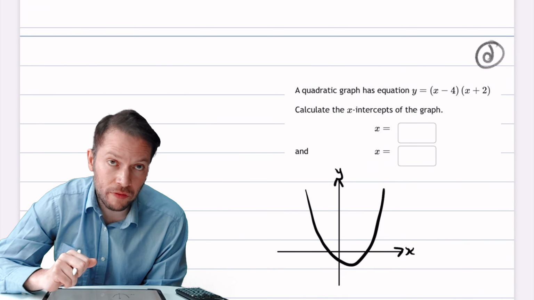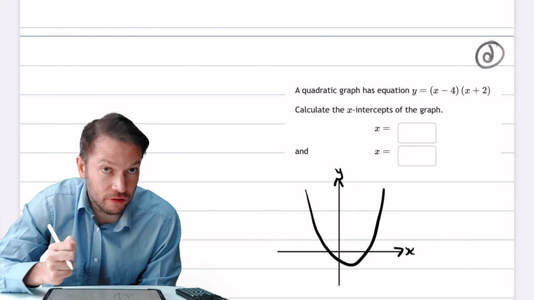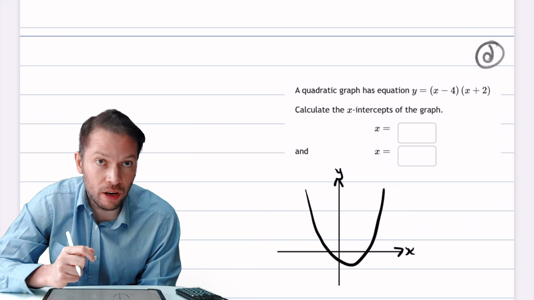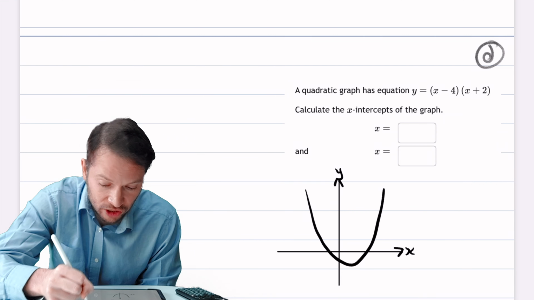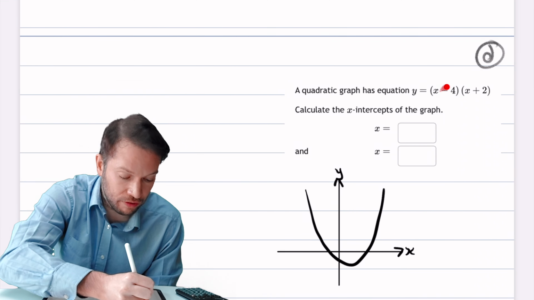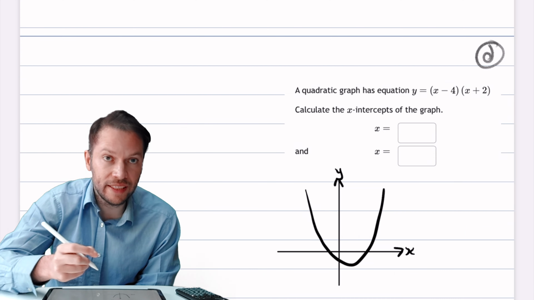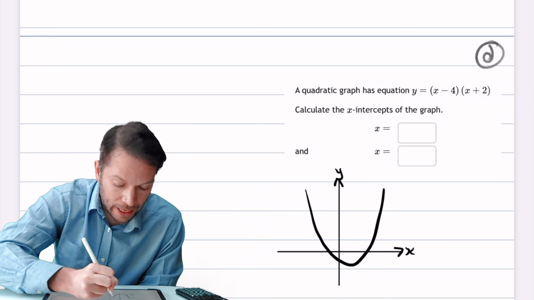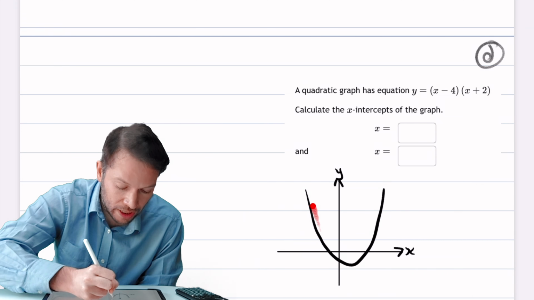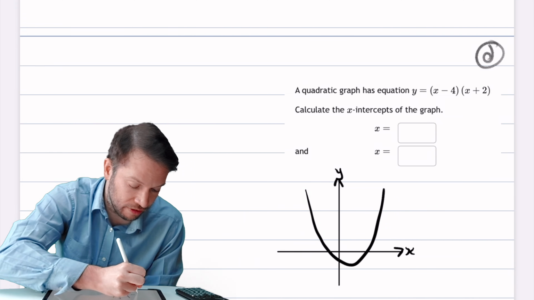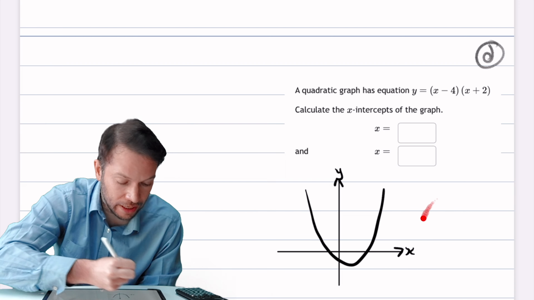Hi, in this video we're going to find the x-intercepts, also known as the roots, of a quadratic graph where the quadratic equation is in factorized form. So factorized form where we've got some brackets multiplied together, right? Now remember, a quadratic graph has this shape here, either the smiley face shape or it might be upside down, so it might be a hill shape instead, like that.